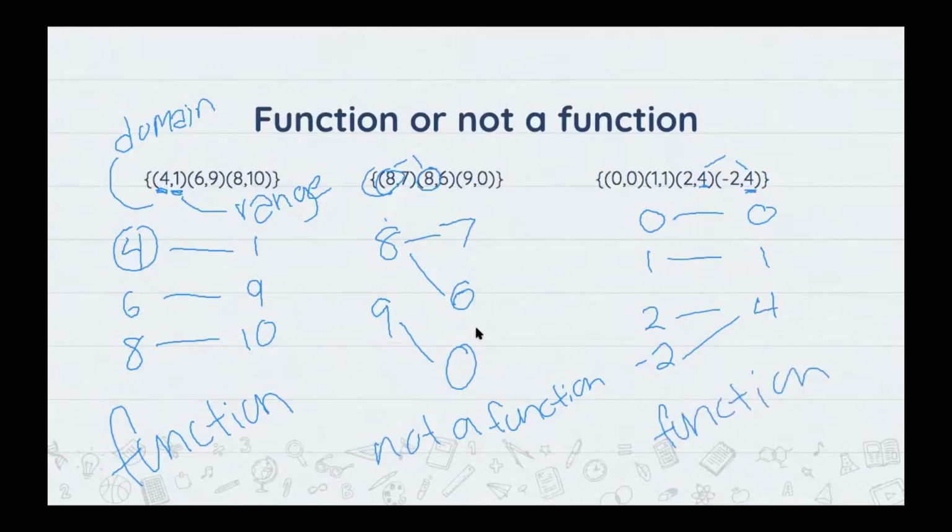because it doesn't matter how many times a range is reached. As long as one domain goes to one range, that is a function, even if a range can connect to two different domains. One domain that separates into two ranges would be considered not a function. Does that make sense? Yeah.